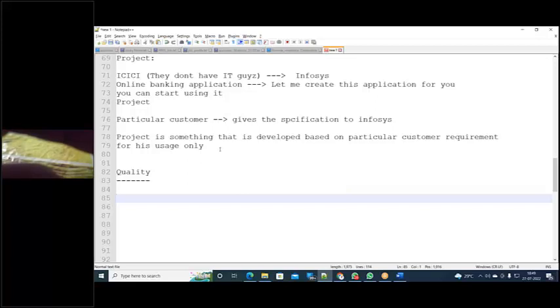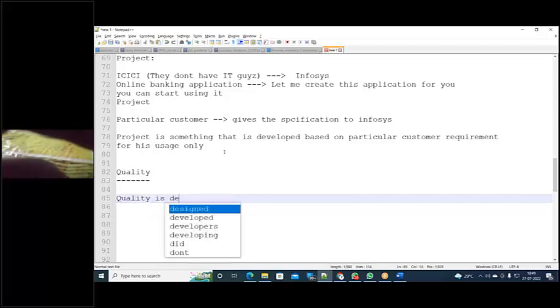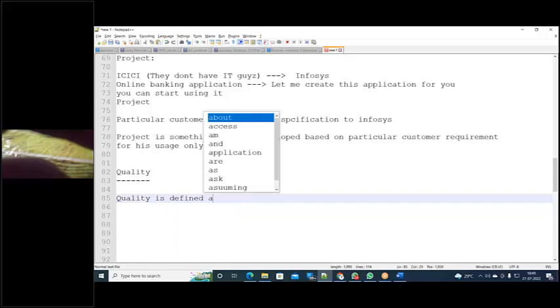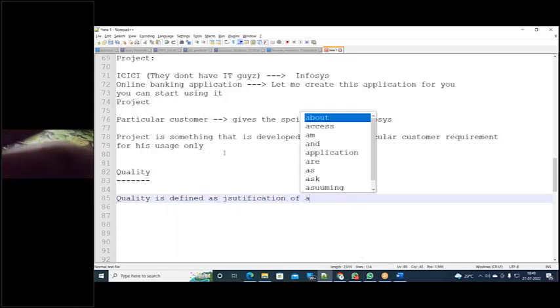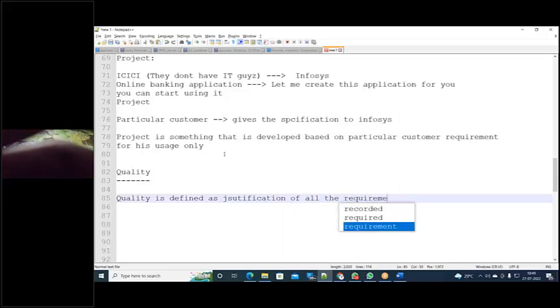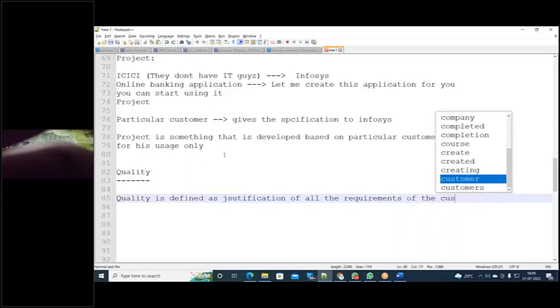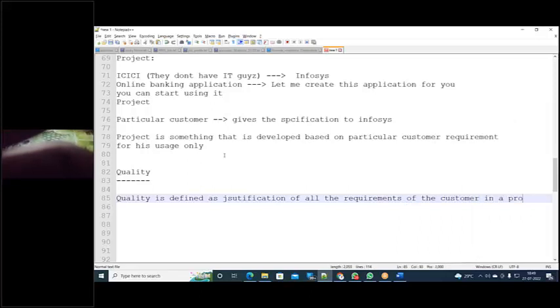Let me give you the definition. Quality is defined as justification of all the requirements of the customer in a product. So let's try to understand.